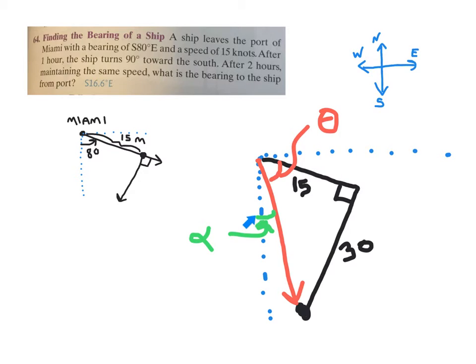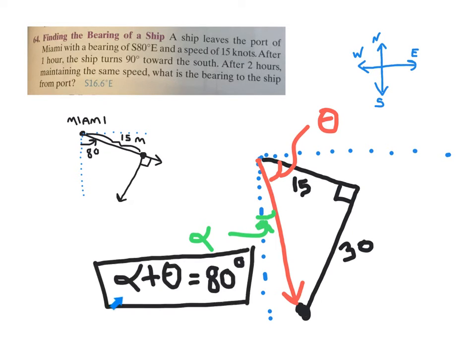If we introduce this angle alpha and this angle theta, then alpha plus theta is going to be 80 degrees, right? Going from this blue dotted line from the south and turning towards that first leg, that's 80 degrees. So that would be alpha plus theta. So alpha plus theta equals 80 degrees.